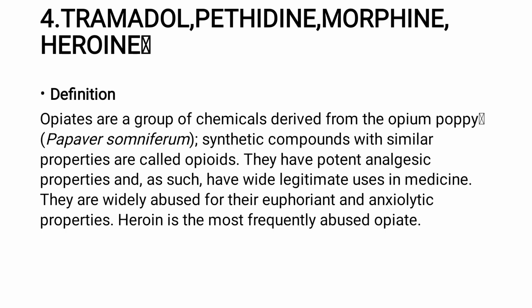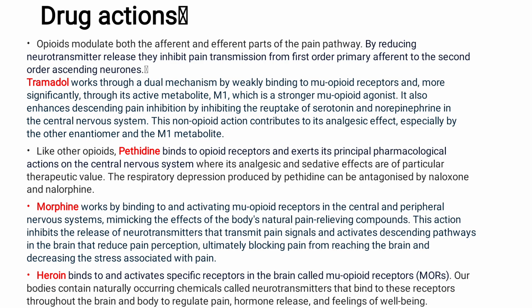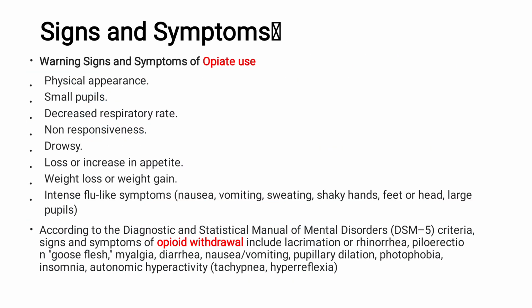4. Tramadol or pethidine, morphine, and heroin use. That's the opioids. Opioids are a group of chemicals derived from the opium poppy, that's Papaver somniferum. Drug actions. We have tramadol, pethidine, morphine, heroin, and their various drug actions are written here. You can look at them in detail.